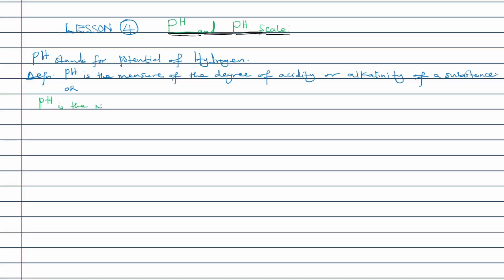Or still somebody can define pH as the negative logarithm to base 10 of the molar concentration of hydrogen ions, i.e. we always have that pH is equal to the negative logarithm to base 10 of the molar concentration of hydrogen ions. That is how we could determine the pH. And by definition, we already say that it is the measure of the degree of acidity or alkalinity of a given substance.